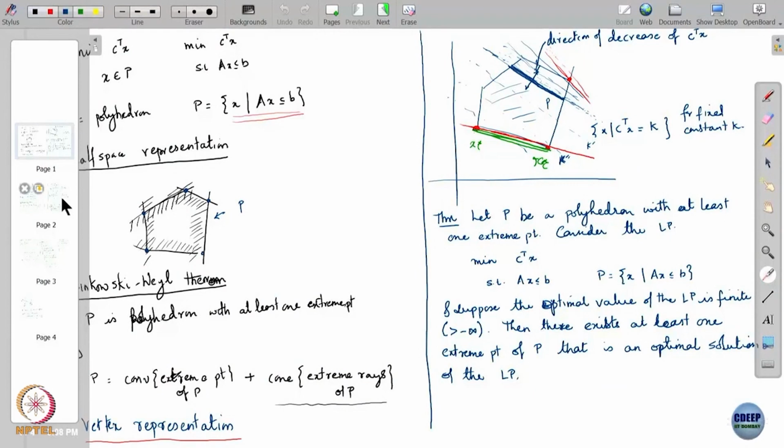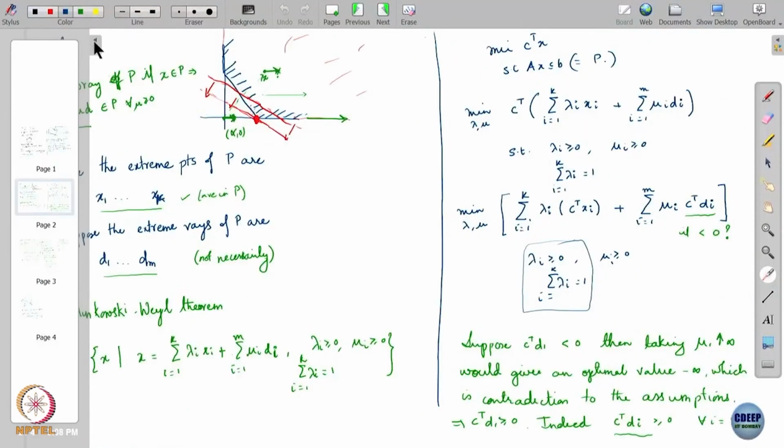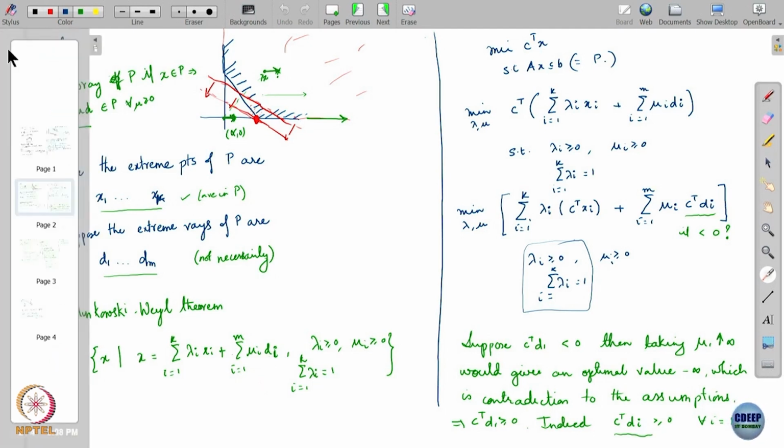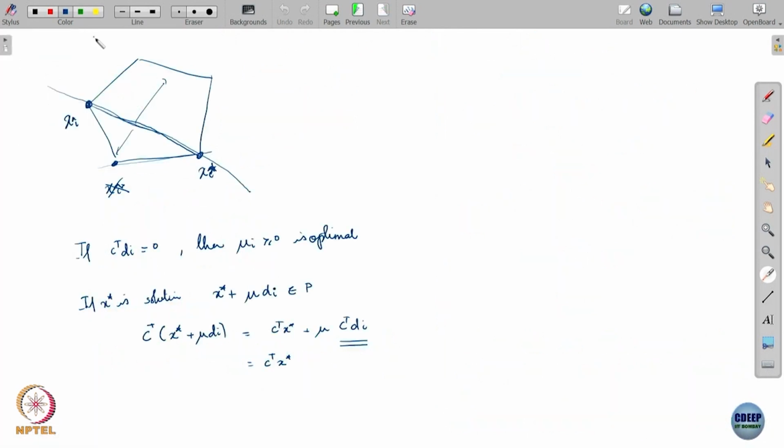Yes, we use that in invoking the Minkowski-Weyl theorem, right. The Minkowski-Weyl theorem also requires that this set has at least one extreme point. That is when you can write it in this sort of form, right. Now, can you give me an example of a polyhedron that does not have an extreme point? Yeah. So, if I take any hyperplane, for example, that is a polyhedron that has no extreme points, right. So, in that case, we cannot say that the extreme point is a solution.